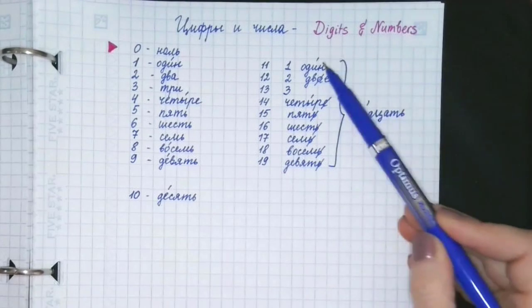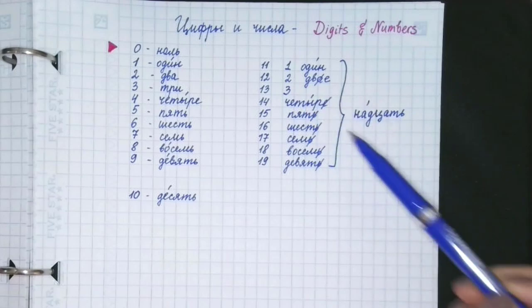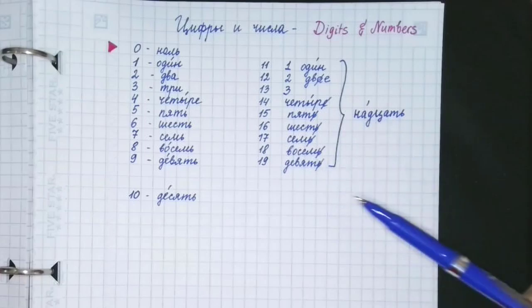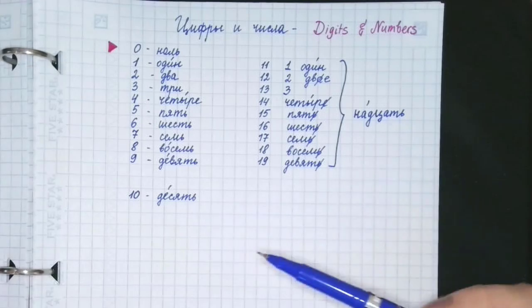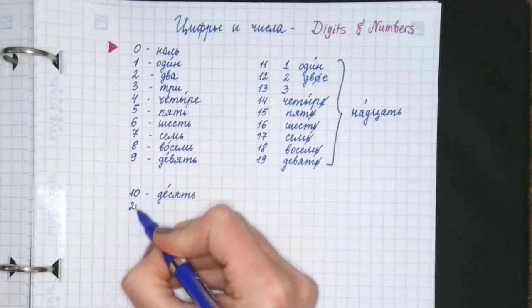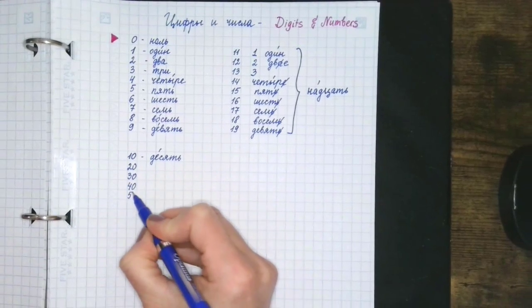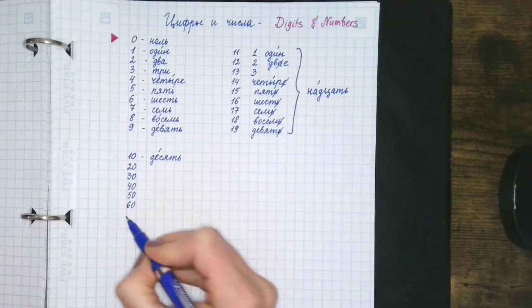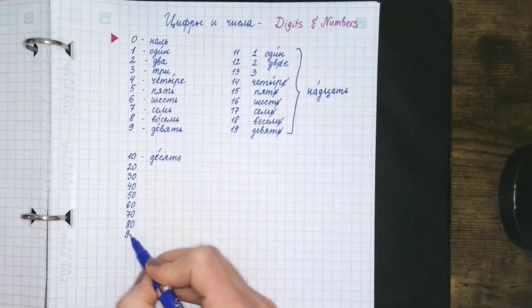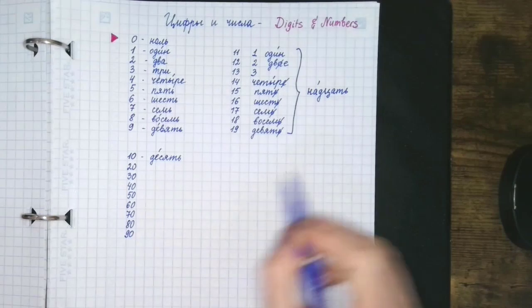So let's read them again. 11, 12, 13, 14, 15, 16, 17, 18, 19. Okay, let's move on to tens. We already have 10. That starts it. And we're gonna write 20, 30, 40, 50, 60, 70, 80, 90. And we'll stop here. We'll go into hundreds later.